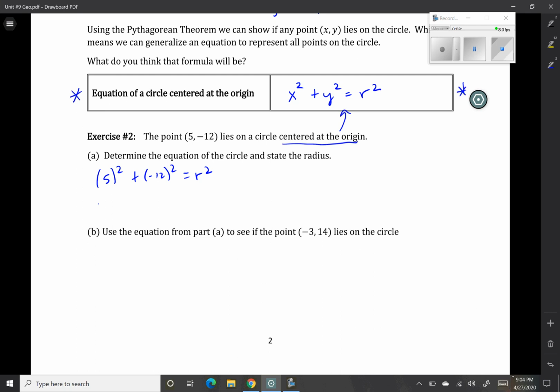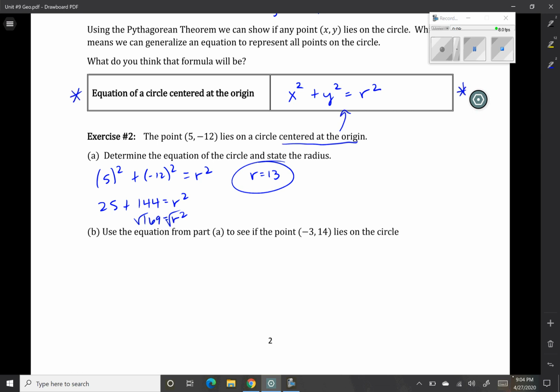So 5 squared is 25, 12 squared is 144, 25 plus 144 is 169. And if I want to know just the radius, I would square root both sides, so I'd be able to say the radius of this circle is 13.